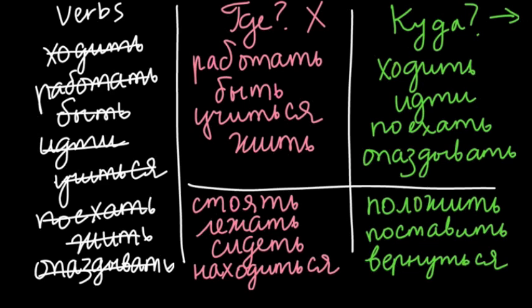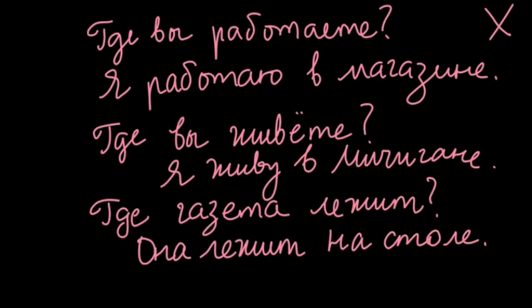There are also a few more slightly more complicated verbs, and where do they go? Стоять, for example. Стоять, to stand. You stand in a place. Similarly, лежать, you lie in a place. Сидеть, you sit in a place. Находиться, you are located in a place. Whereas положить, to put something, you put something towards a place. Поставить, also put. You put something towards a place. Вернуться, to return. You return towards a place.